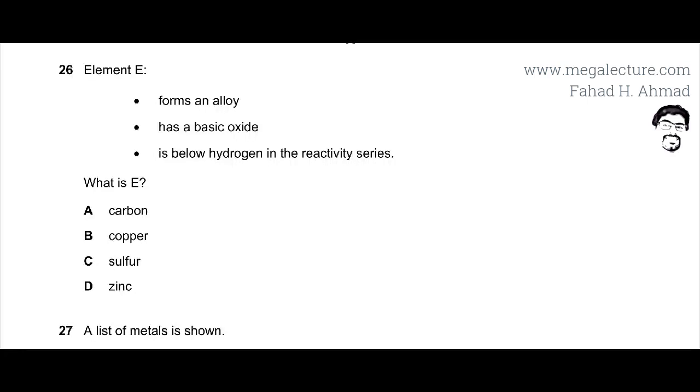The following question reads that element E has the following properties. It forms an alloy. So alloys are formed by metals, but there could be non-metals involved as well. But it has a basic oxide. Remember, metal oxides are the ones that are basic. So metal oxides are basic, which means that element E must be a metal.